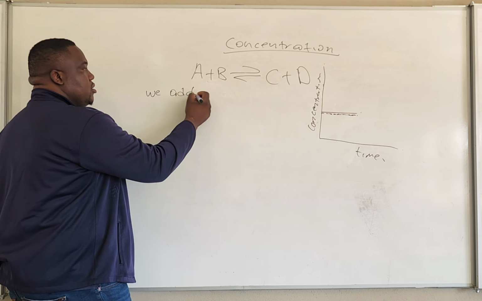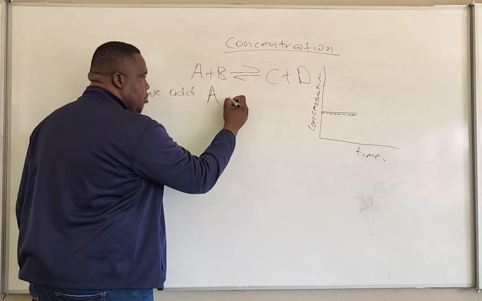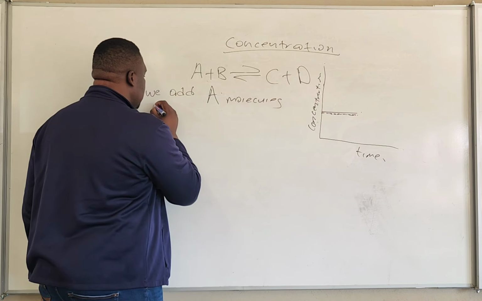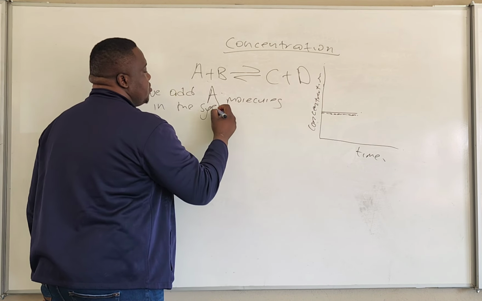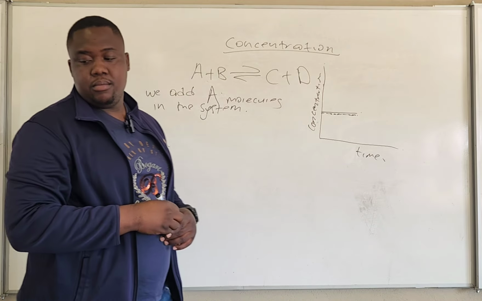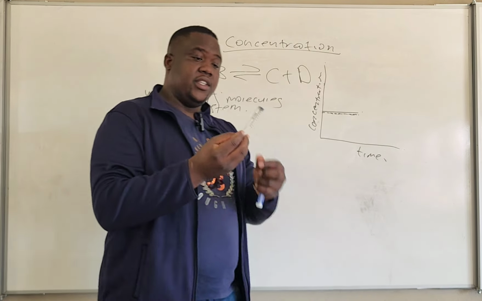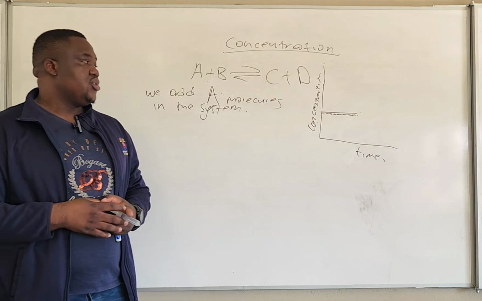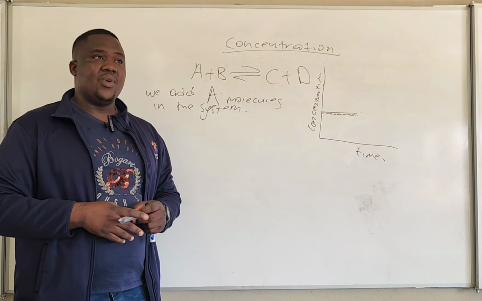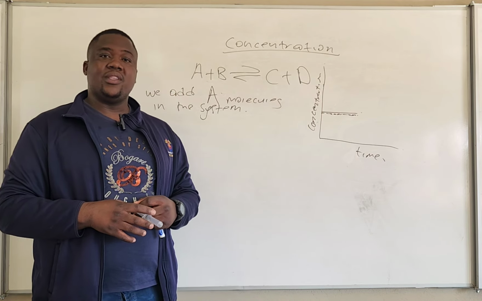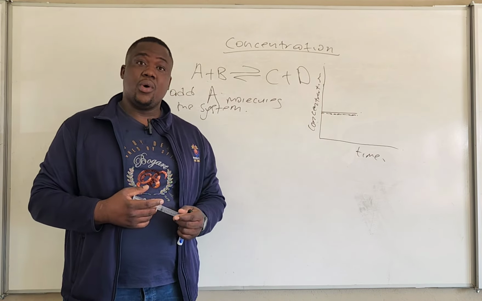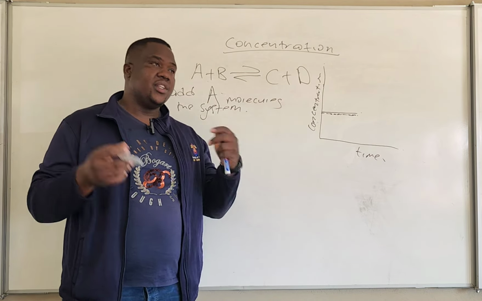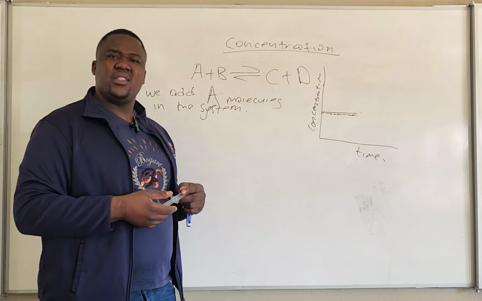Then we add A molecules to the system. Let's take, I have a syringe. You know, a syringe is one of the equipment that we use to measure the rate of reaction. We use a syringe and a stopwatch. So they will ask you, what are the equipment that we use to measure the rate of reaction? Stopwatch and a syringe, in case you come across that.